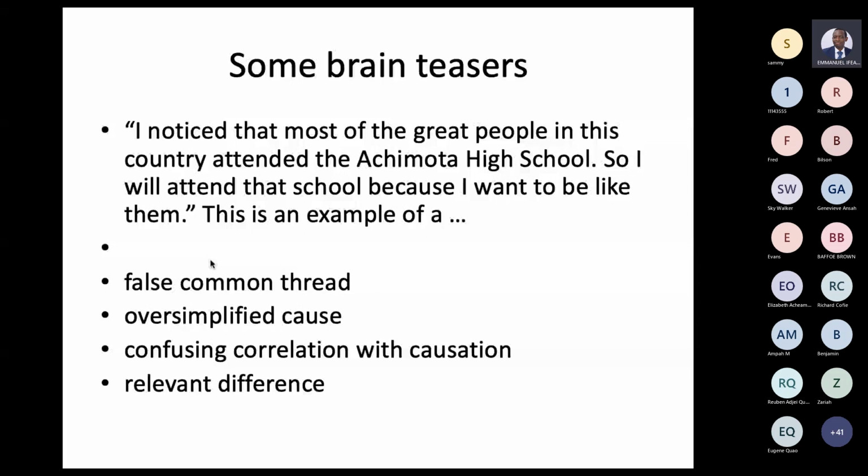Brown. Oversimplified cause. Oversimplified cause. Yeah, so tell us how you arrived at that. Because that could not be the only reason why people in the country are great. He's basing it on just one factor out of many factors that allow people to be great.